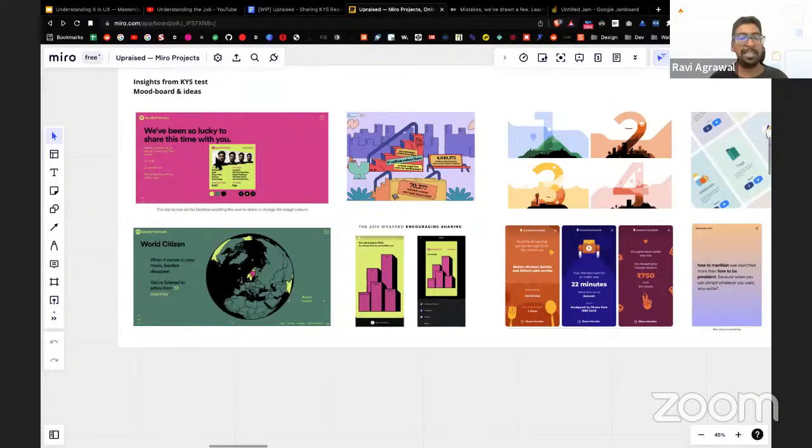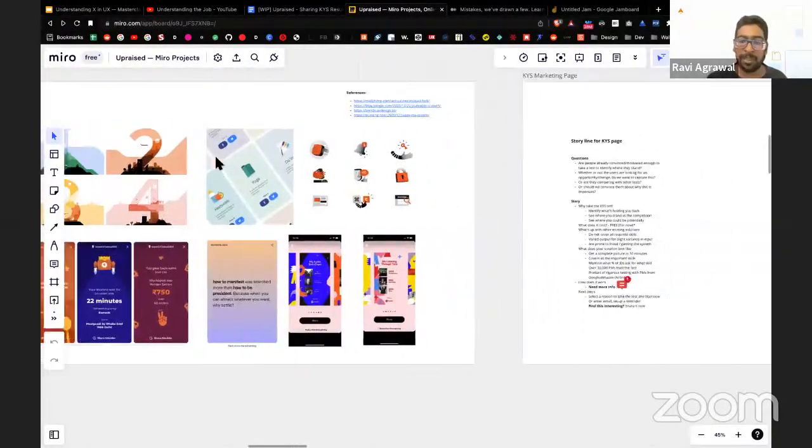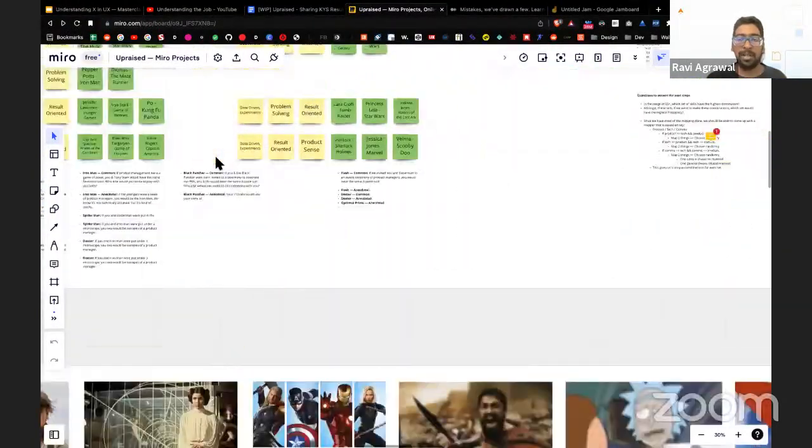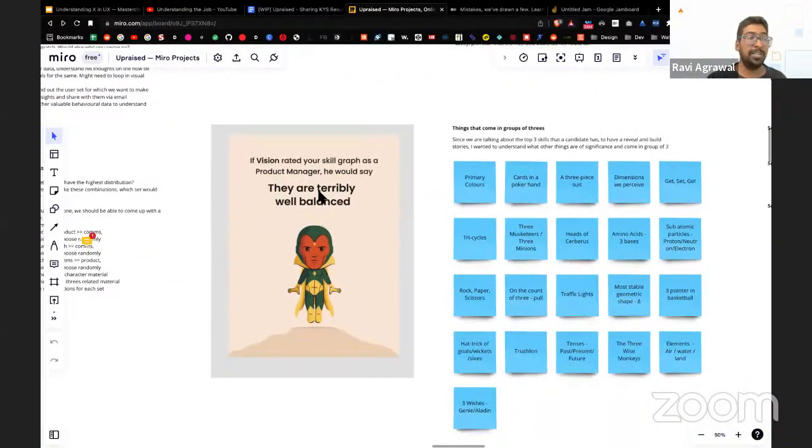All of these are things that I like and have seen and interacted with in the past. This was the mood board, and then we started creating different visual identities for this. So, for example, you gave the KYS test, and at the end of your KYS test, you get a WhatsApp message saying that, hey, if Vision from Marvel rated your skill graph as a product manager, he would say that they are terribly well balanced, right?